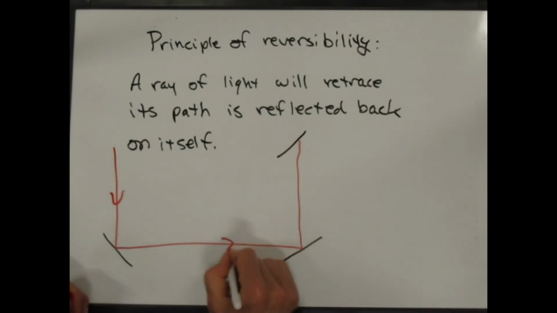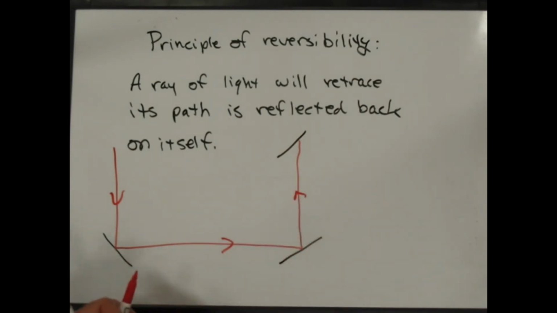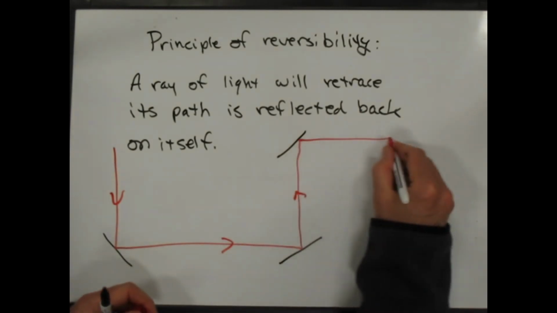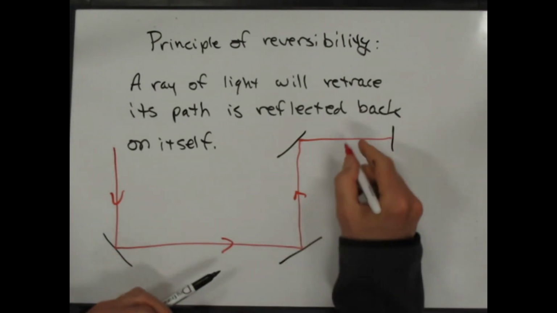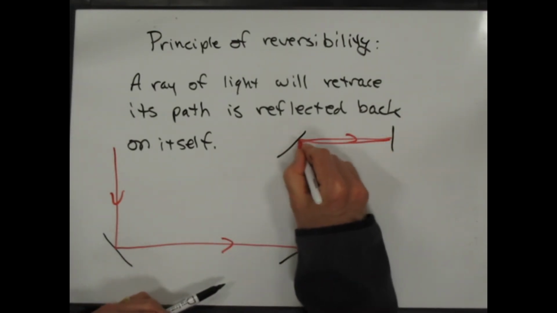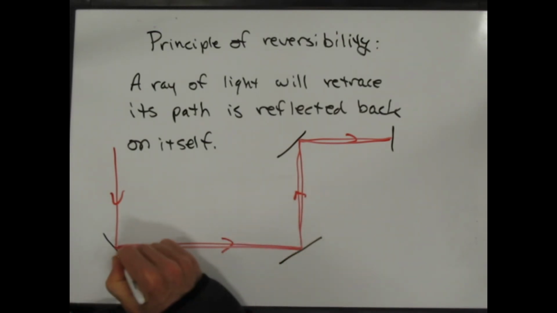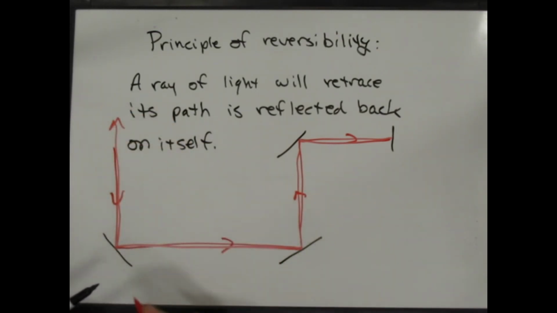It goes this way, and this way. I could draw something more complicated, and then here. Well, if I just put a straight mirror here, then this ray will just go back this way and retrace its path. That's the principle of reversibility.